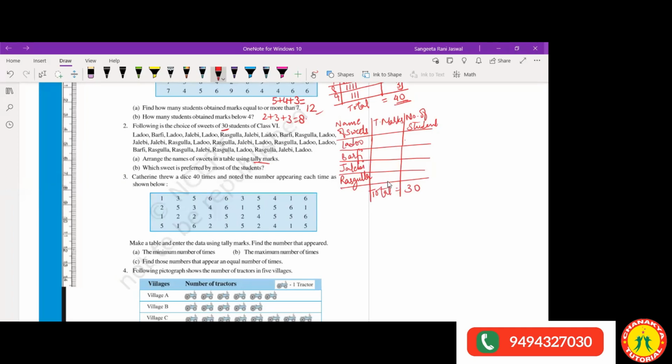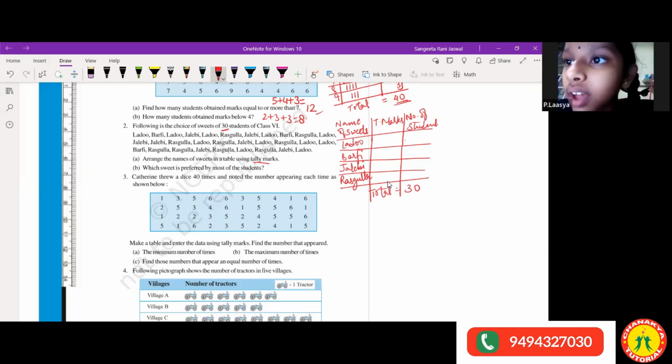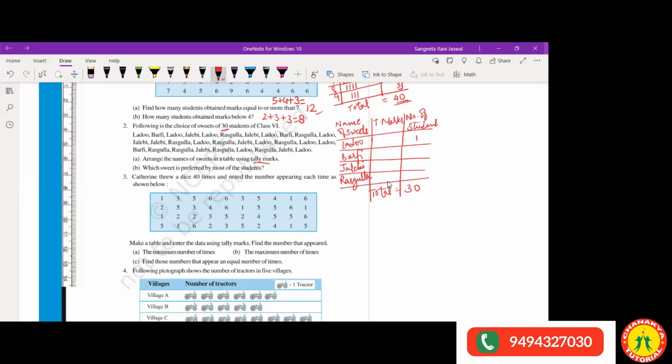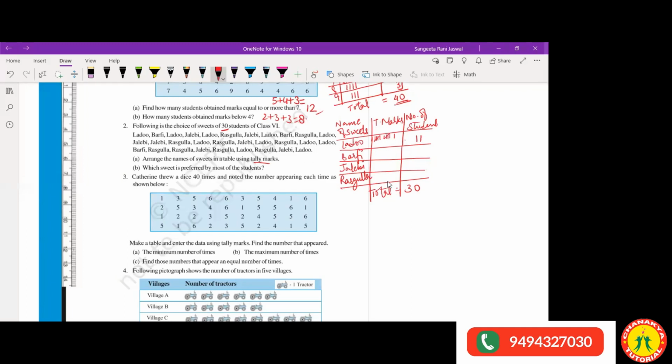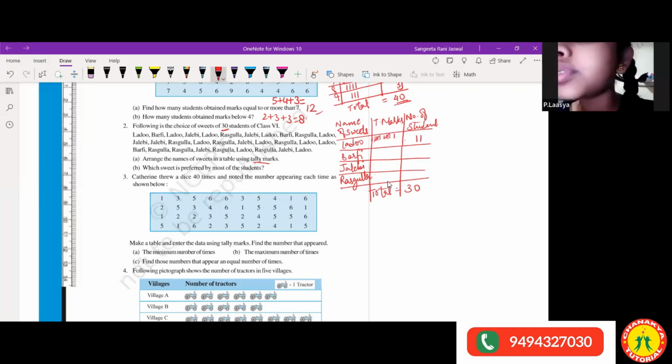1, 2, ma'am, 11 times. 5, 6, 7, 8, 9, 10, 11. Yes, that's 11, beta. Very good. So 11 you will write in the form of tally marks. That's 1, 2, 3, 4, 5, 6, 7, 8, 9, 10, and 11. Okay. Now next is barfi. How many children like barfi? Let's see how many times barfi is written here.